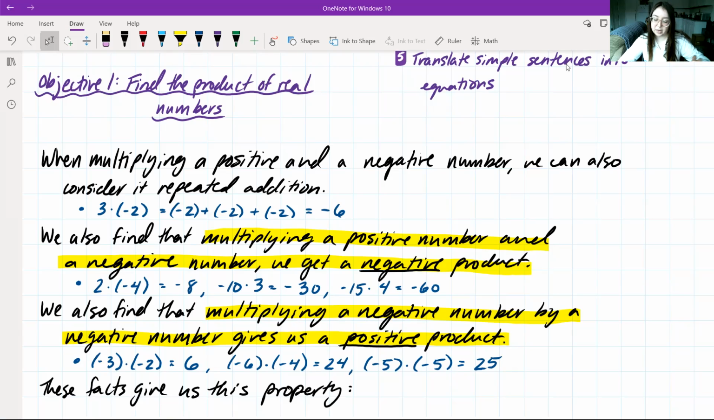We also find that multiplying a negative number by a negative number is going to give us a positive product. So this tells us that negative 3 times negative 2 is 6, negative 6 times negative 4 is 24, negative 5 times negative 5 is going to be 25.